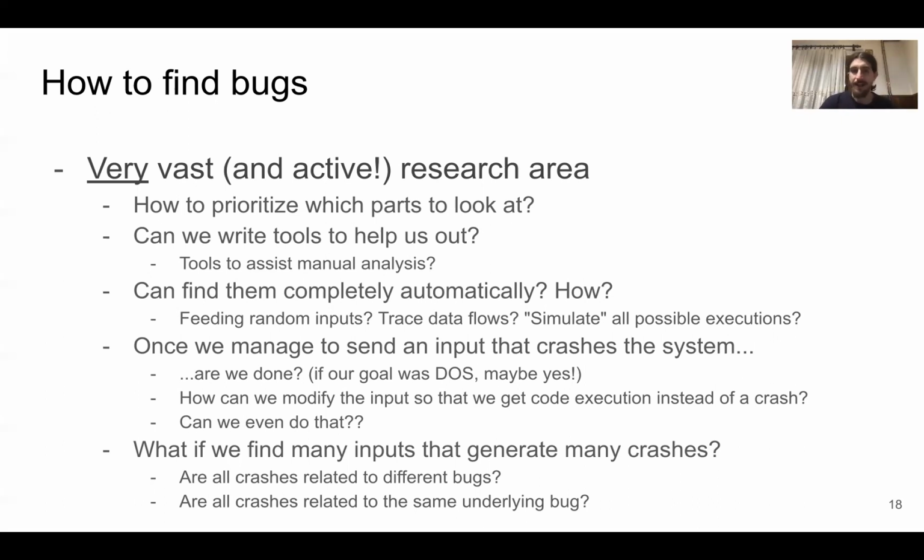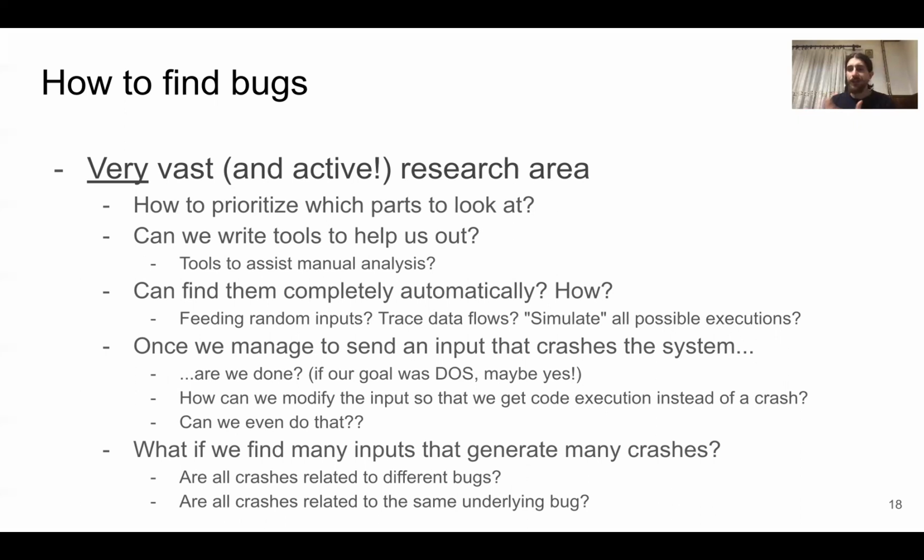As we are going to discuss, there is a manual analysis where most of the effort is done manually. And maybe you can write tools to remove some part of the manual work so that you can automate things and do them in a faster way. Can we find bugs in a completely automatic way? How? Maybe you can feed random inputs. You can trace data flows to see what an attacker can reach, or you can simulate all possible executions.